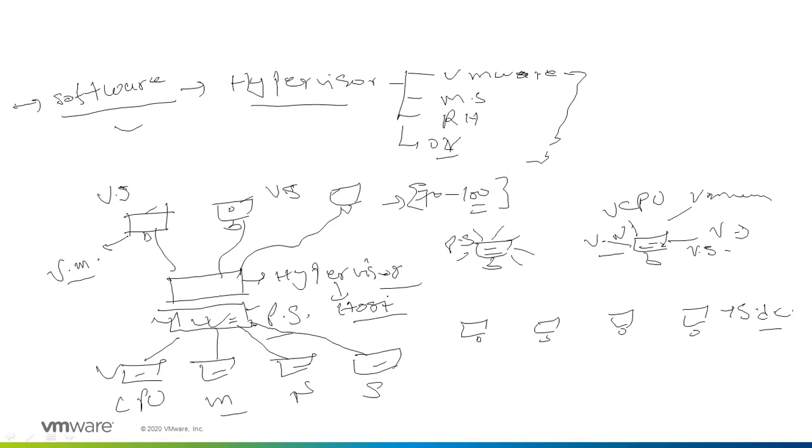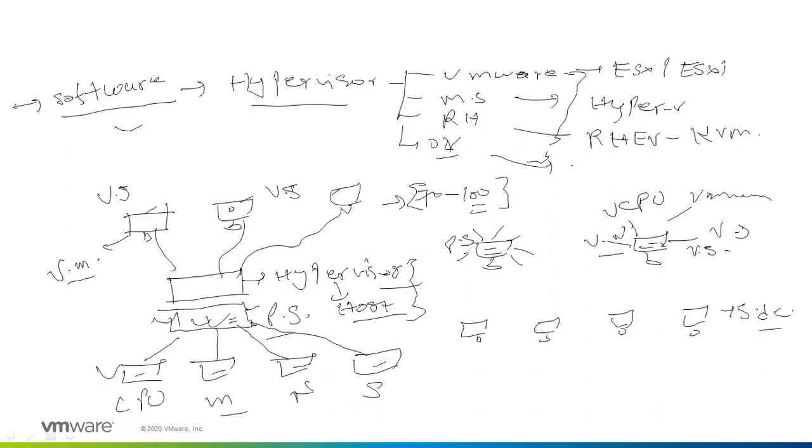Different companies and manufacturers made their own hypervisors. From VMware, it was earlier ESX, now it is ESXi. From Microsoft, it is Hyper-V. From Red Hat, it is Red Hat Enterprise Virtualization, that is KVM. And from Oracle, it is Oracle Virtual Server.